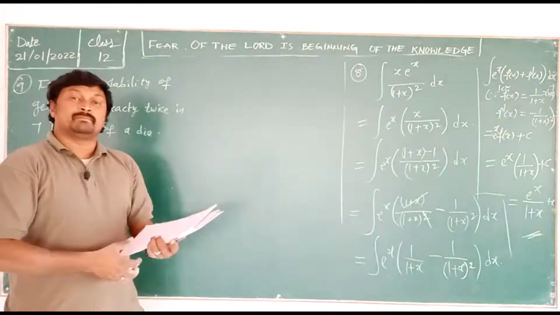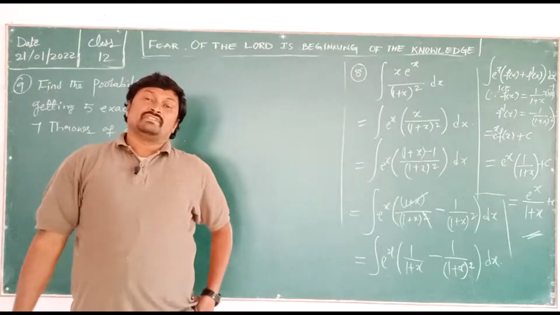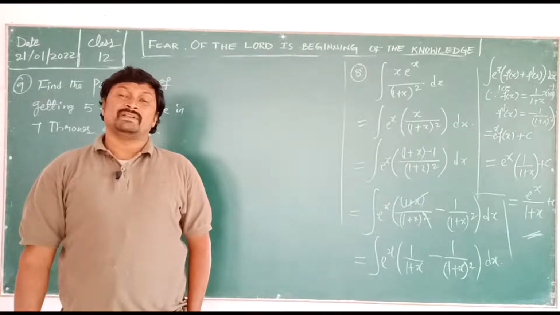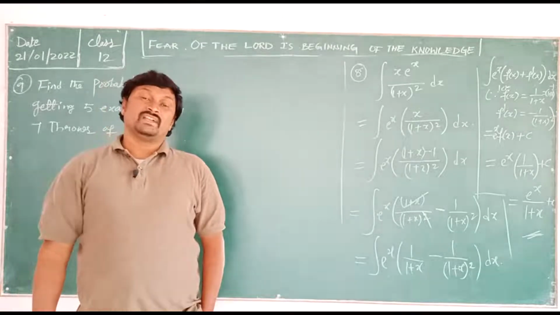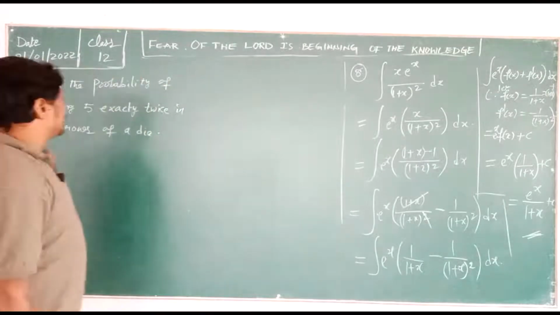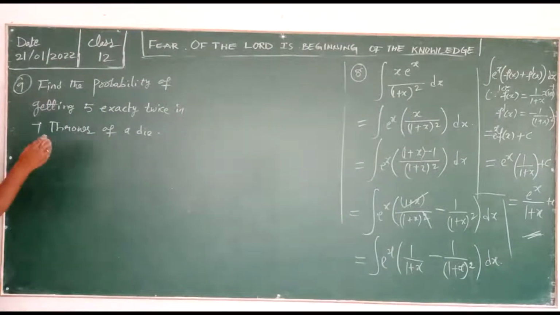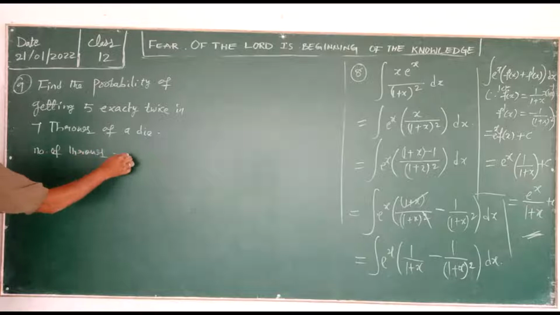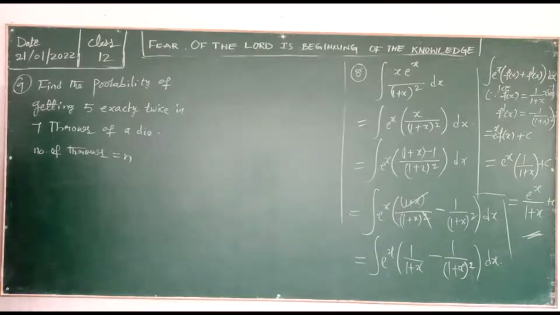Have you remembered your Bernoulli trials? When I was explaining probability, I told you all about Bernoulli trials. If you don't remember, at least now you can remember. So here, first, the number of throws is nothing but n. Now exactly what you need to get, that number we can call r.